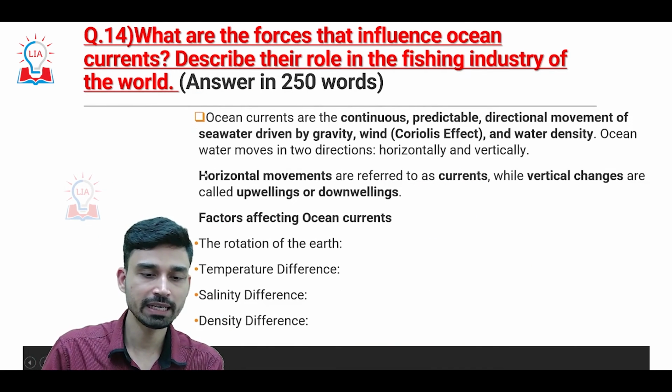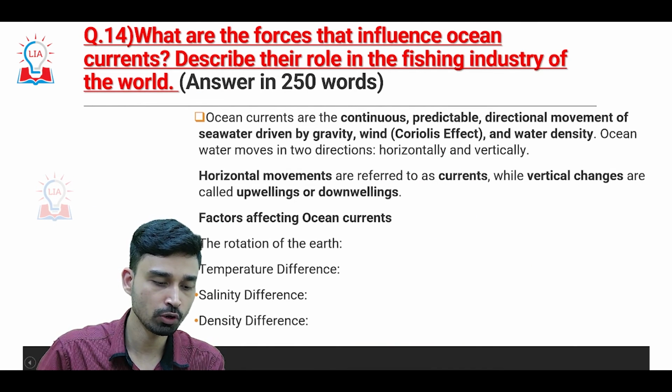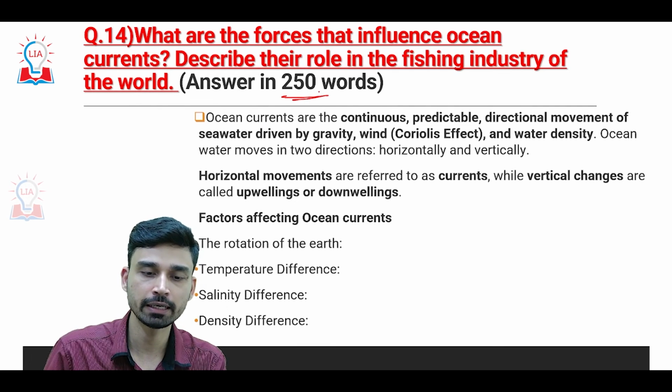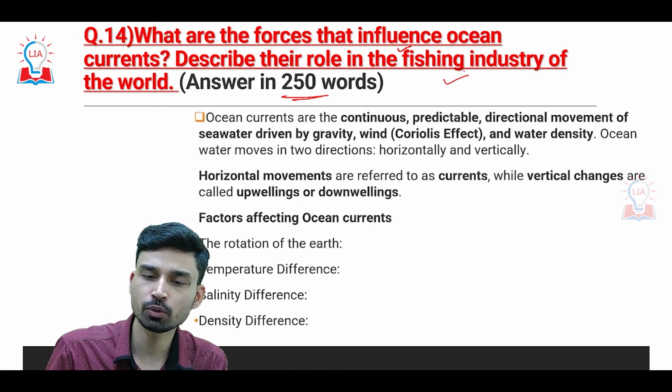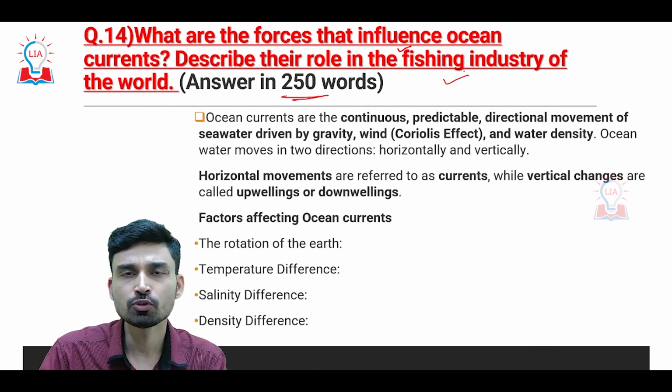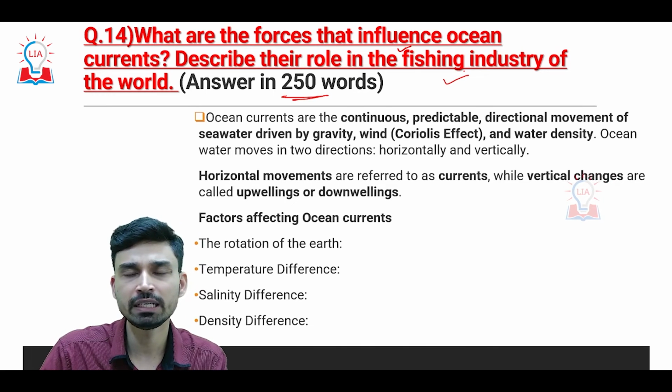Then the next question that has been asked is a 15-mark question where the answer should be within 250 words. That is, what are the forces that influence ocean currents? Describe their role in the world fishing industry. This is also a question that has been repeated every now and then.